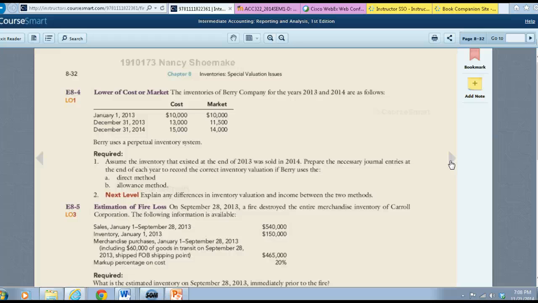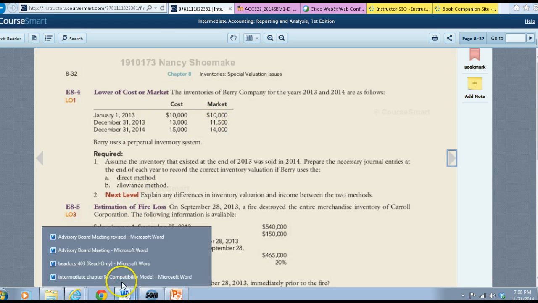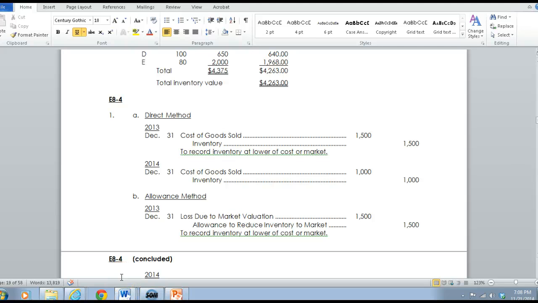So as you see here, by either method, on December 31st we had a cost of $13,000, but the market was at $11,500. So we're going to have to write that down, that $1,500 spread there. The same with December 31st of 2014. The cost was at $15,000, but the market was at $14,000. So we're going to need to show that write down.